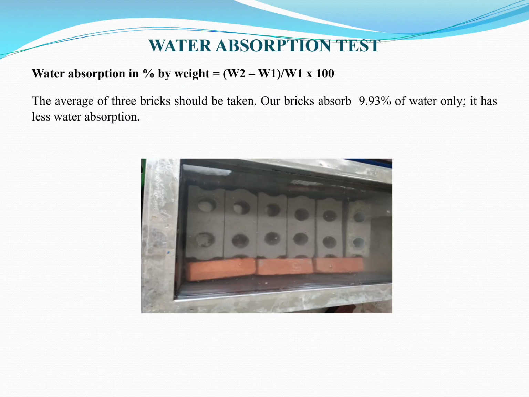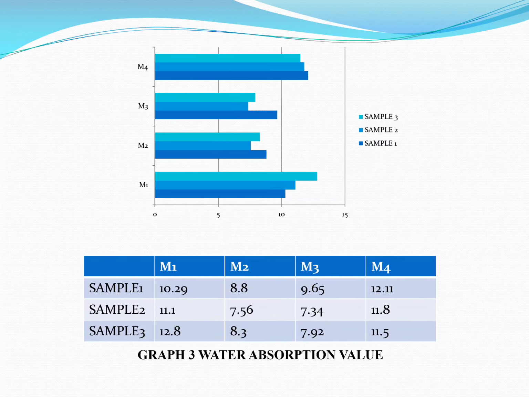Water absorption test. Water absorption percentage is defined by this formula: W2 minus W1 upon W1 into 100, where W1 is the dry weight of the brick and W2 is the wet weight of the brick. This is graphical data of water absorption value.